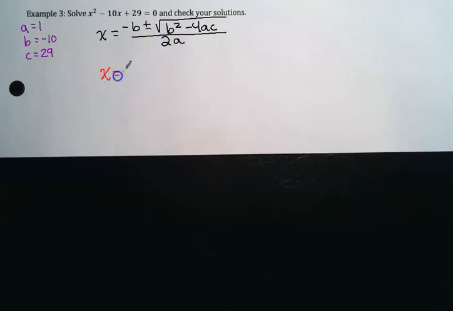So x is equal to negative 10. I'm not going to color code it this time, but b is negative 10 plus or minus the square root of b, which is negative 10 squared, minus 4 times a, which is 1, times c, which is 29, all over 2a, and a is 1.